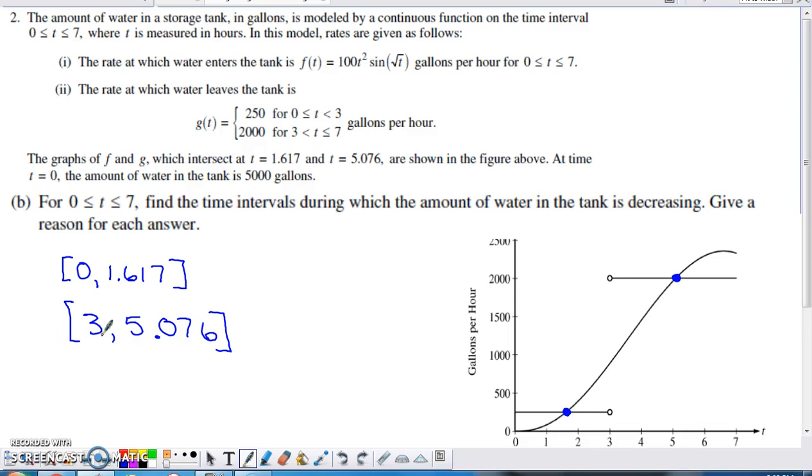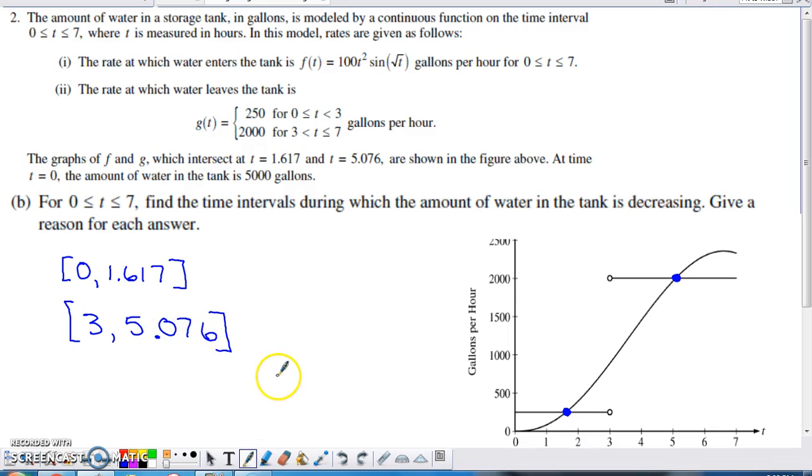Since that amount at 3 satisfies the definition of a decreasing function, since there will be a certain amount of water in the tank at t equals 3, and that amount of water is less than any amount of water for a t value immediately to the right of this t value, we're allowed to include it within that interval. Same thing for this endpoint as well.